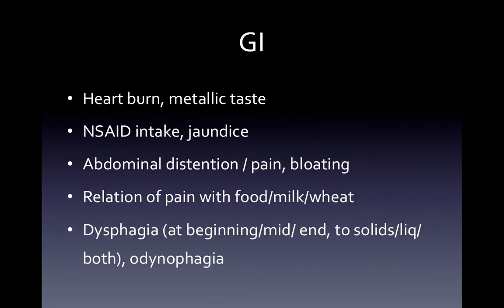And specifically GI symptoms, you can ask about heartburn, metallic taste, NSAID intake, and you can suspect peptic ulcers. Jaundice, yellowness of the eyes and skin, you can ask like that. Abdominal distension, pain, bloating, relation of pain with food, milk, wheat. With milk, you can suspect lactose intolerance; with wheat, food-specific pain. With peptic ulcer, in a gastric ulcer the pain increases with food intake, and in a duodenal ulcer the pain decreases with food intake. That way, you can differentiate the differential diagnoses.